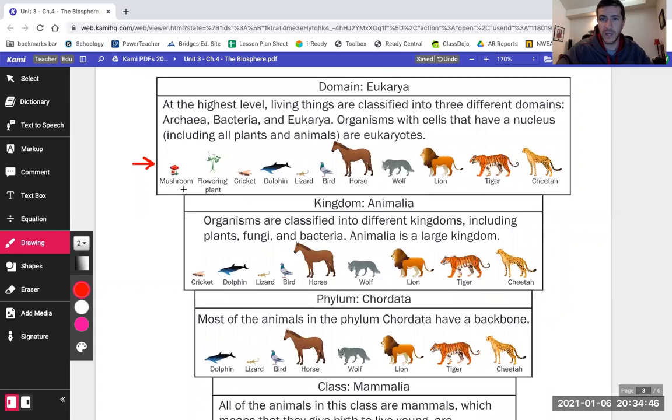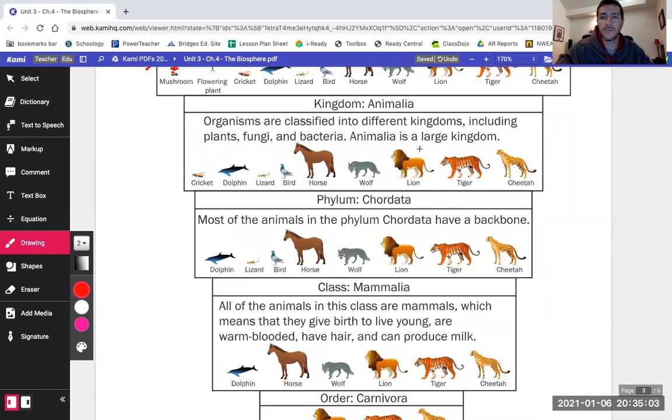Those kind of go with something else here. Notice our lion, still there. Organisms are classified into different kingdoms, including plants, fungi, bacteria, and animalia is a large kingdom. Okay, this kingdom is animalia. That's why the mushroom and the flowering plant got the boot. Okay, notice our lion still there.